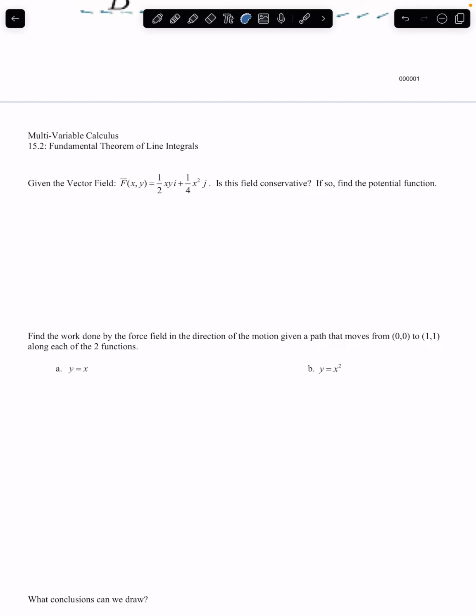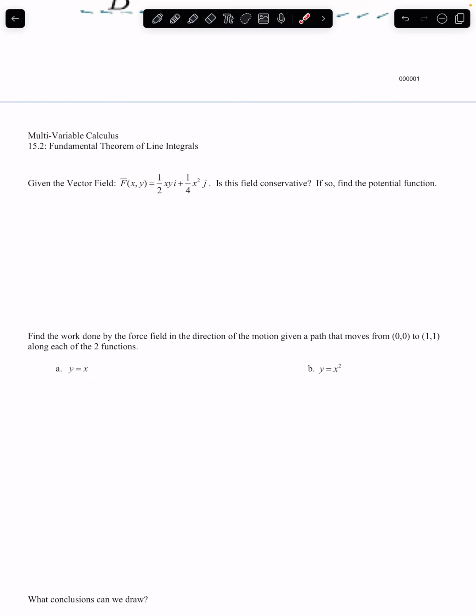Hi, welcome back. Today we're going to take a look at the fundamental theorem of line integrals. So let's go ahead and get started on this a little bit. We're going to review how the fundamental theorem works again, but first we're given the following vector field here. And we want to know if this is conservative, and if it is conservative, find the potential function.